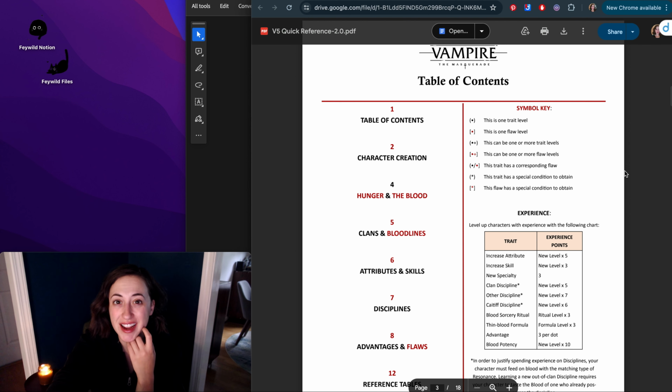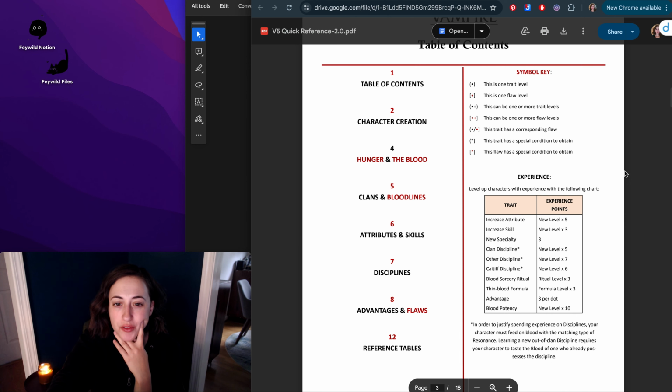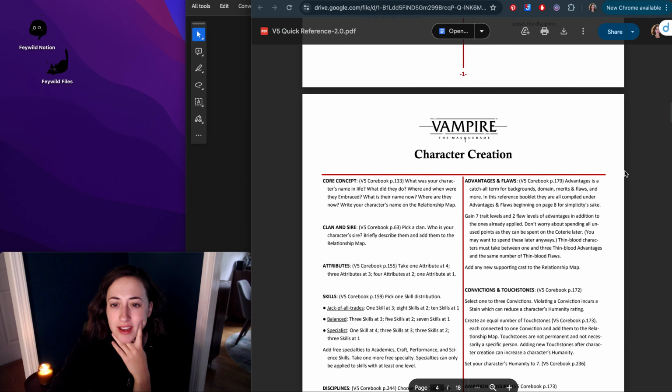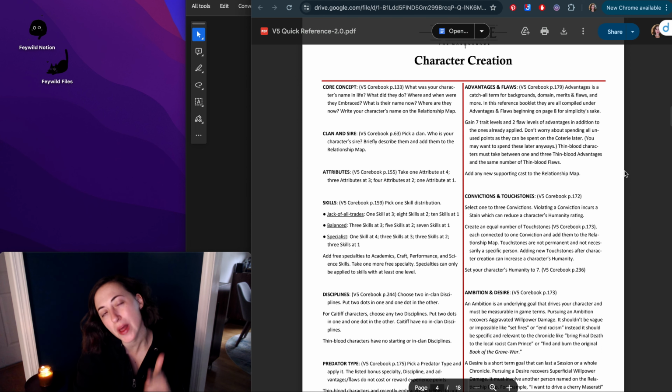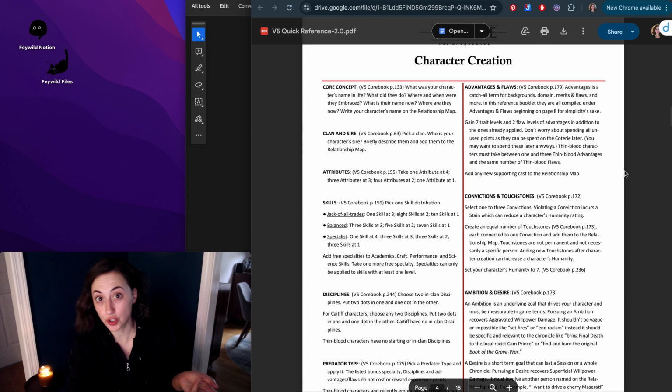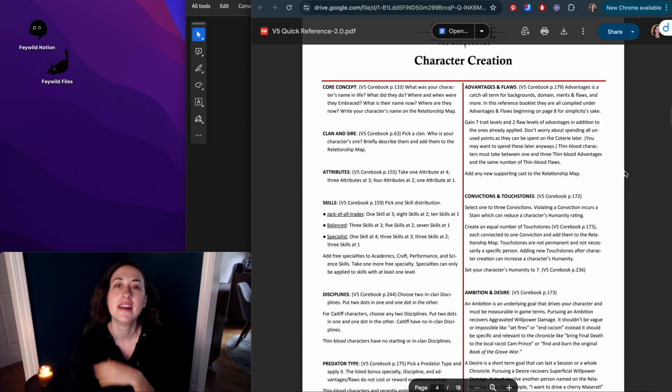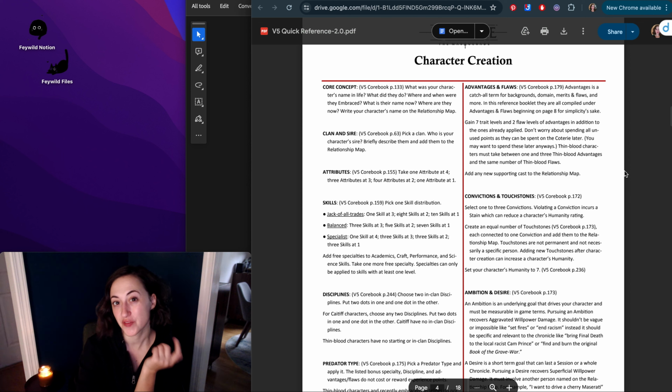I'm gonna go over my concept for the game, but you can see that it walks you through everything. And so in Vampire, what you start with is your core concept. I actually start with this for all games, but I'm really glad that they spell it out because it's really easy, I feel like, to just be like, I'm just creating a vampire guy. And I think that this game feels like it has a lot more depth and is a lot more interesting if you think of them as a person first.